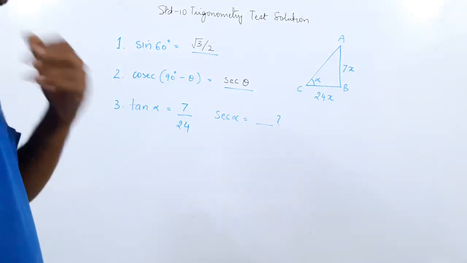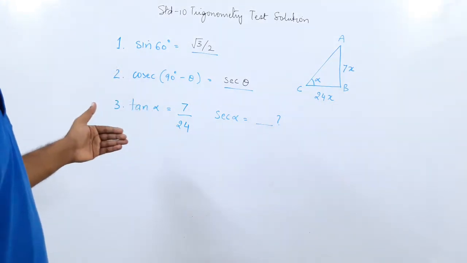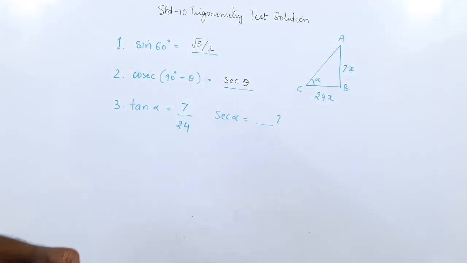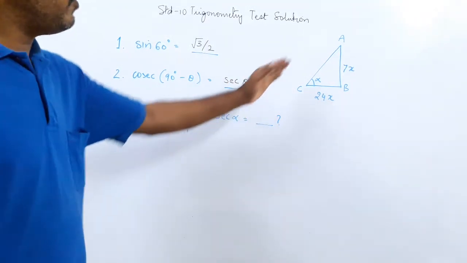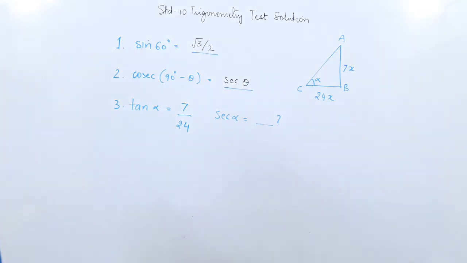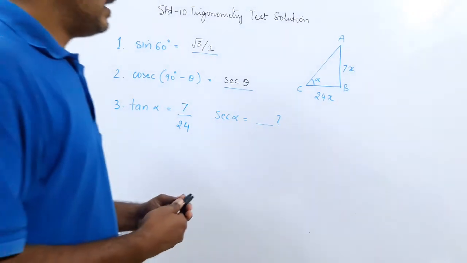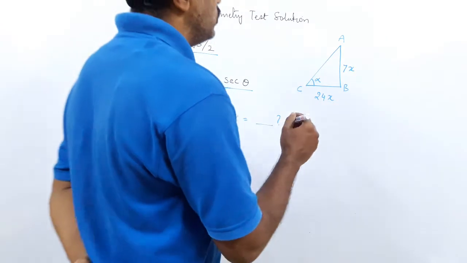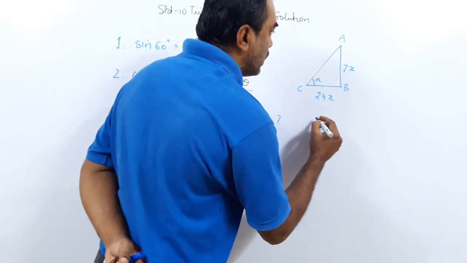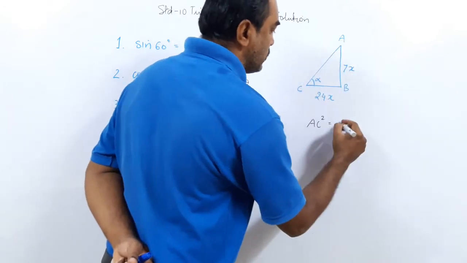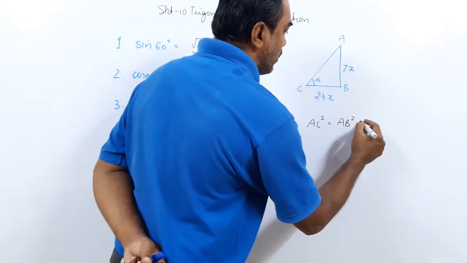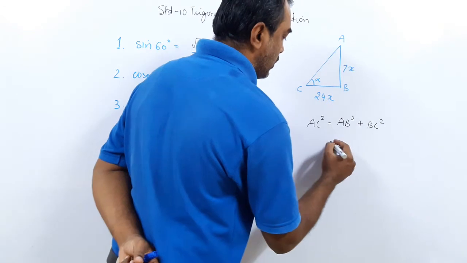So we know the ratio, and this you have to revise also. Tan alpha is opposite upon adjacent, sec alpha is hypotenuse upon adjacent. Here we are not given the hypotenuse, so we will find the hypotenuse. To find the hypotenuse, you have to use the Pythagoras theorem. AC square, the hypotenuse, is AB square plus BC square.